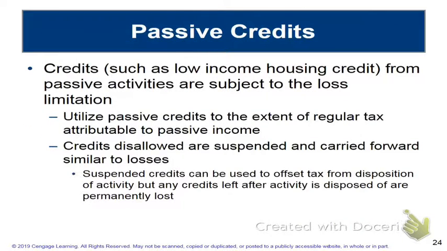He had sold the building at a loss. Then, he still would be worth it. No, because you're going to be limited on your extent of your passive losses of $25,000.